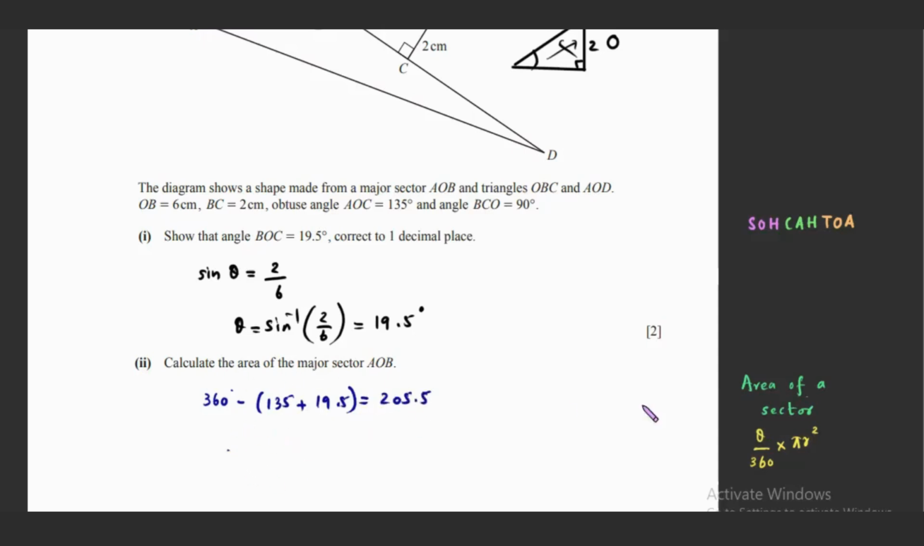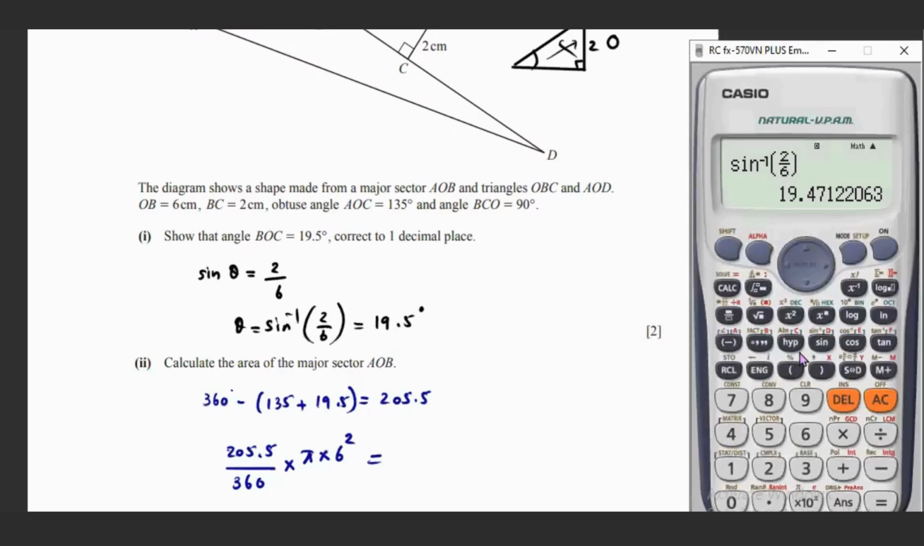Now, to calculate the area of the sector, this is the formula we would be using. You would write the angle out of 360 degrees, and then I need to multiply it with pi r squared. Pi times the radius of the sector or the circle. The radius of the sector is 6, so that's going to be 6 squared. So I need to put this in the calculator and see what we get as the answer. That will be the area of the sector given to us.